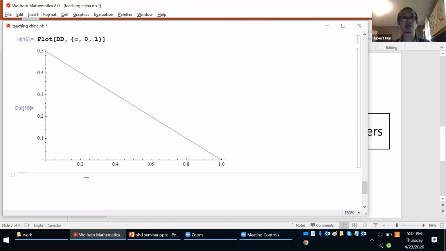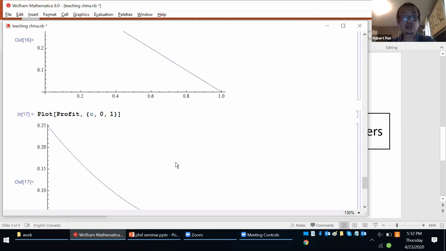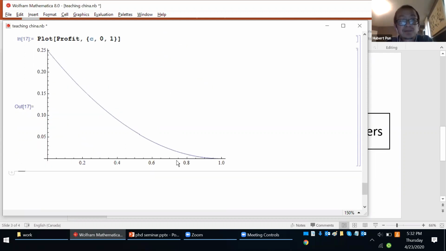And then let's try to plot the optimal profit with respect to C. So plot profit, C, 0 to 1. So this is the optimal profit. Let me show you what this picture looks like. What this picture tells me is that when the production cost increases from 0 to 1, the optimal profit would decrease.